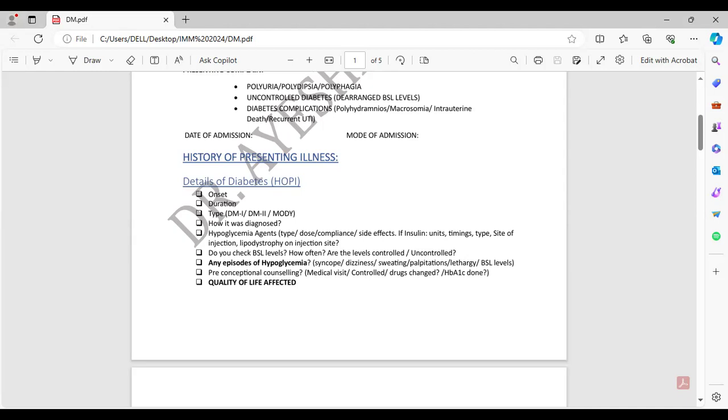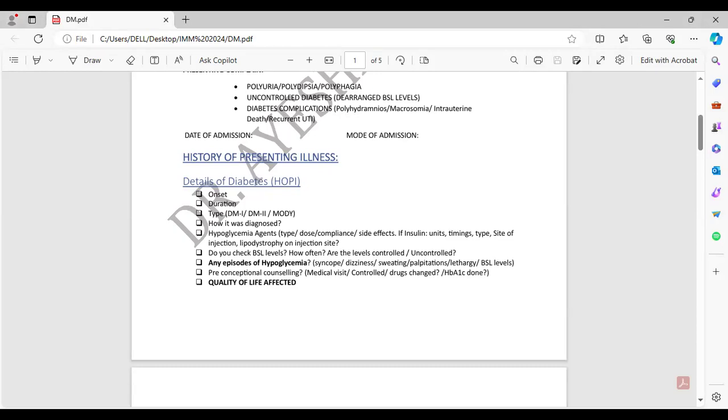Inquire whether she checks her BSL level frequently, or how often. Are the levels controlled or uncontrolled? Are there any episodes of hypoglycemia she felt? Inquire about the symptoms: syncope, dizziness, sweating, palpitations, lethargy, and BSL levels.